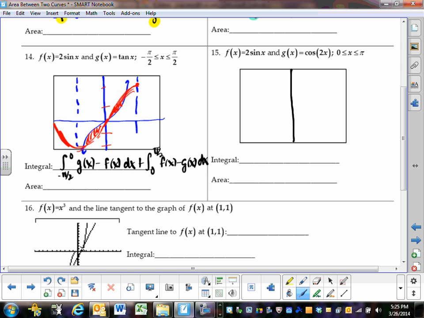Now, graphing between 0 and pi. I'm going to start that a little further over. 2 sine of x makes sine larger. If we have pi over 2 and pi, sine at pi over 2 is going to be 2 times 1, so 2. And then we're going to have 0 at pi.